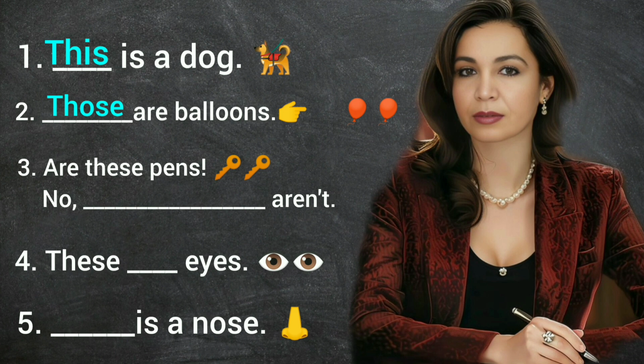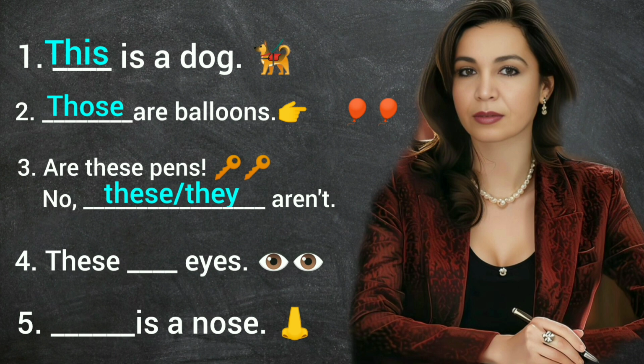Now when we ask a question, are these pens? We have more than one. These pens. With an S, we understand that it's a plural. I can put two answers here. I can say, no, these aren't. Or I can say, because they are more than one, I can say, no, they aren't. So both are correct. No, these aren't. No, they aren't.